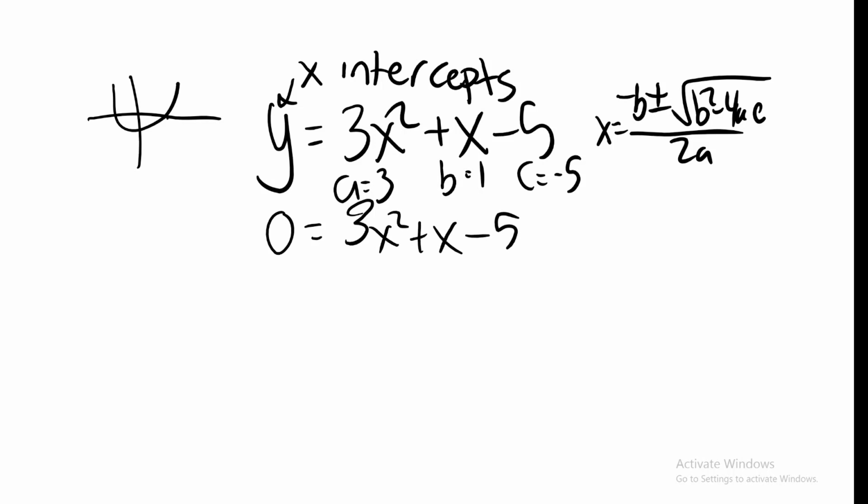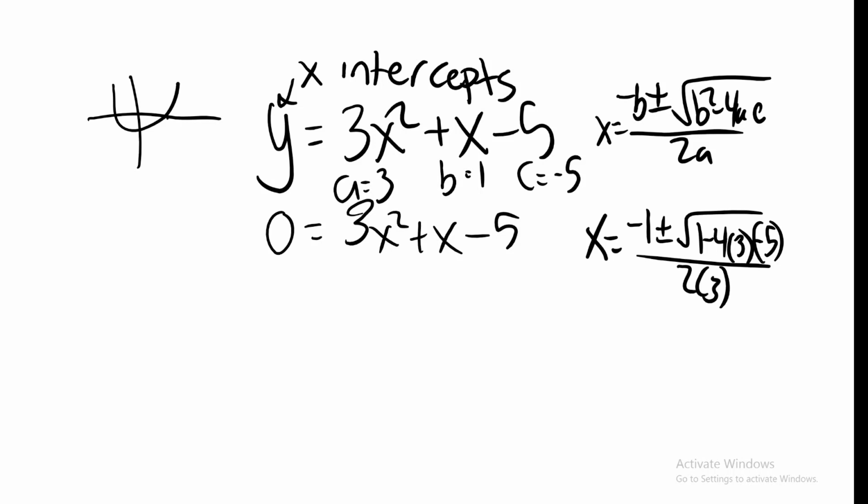So if it asks for the x-intercepts, you make y 0, and that turns it into our other types of questions. So we can just jump straight to the quadratic formula. And if we do that, x is equal to negative b, negative 1, plus or minus the square root of 1 minus 4 times 3 times negative 5, all over 2 times 3. Okay, let's simplify the inside of that square root. Negative 1 plus or minus the square root of 1 plus, again, because I have a negative times a negative. 4 times 3 is 12, times 5 is 60.